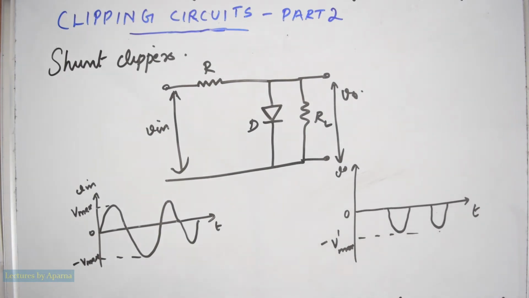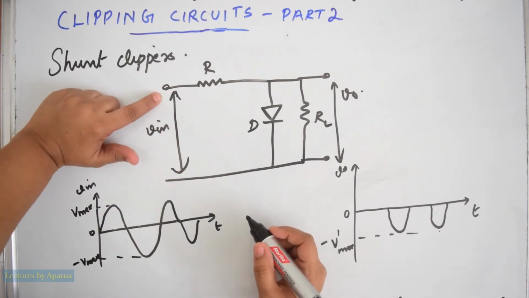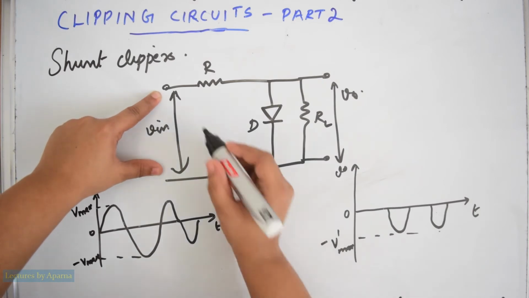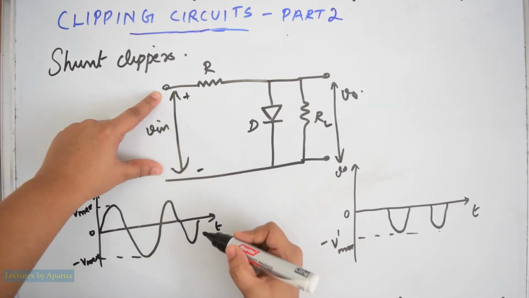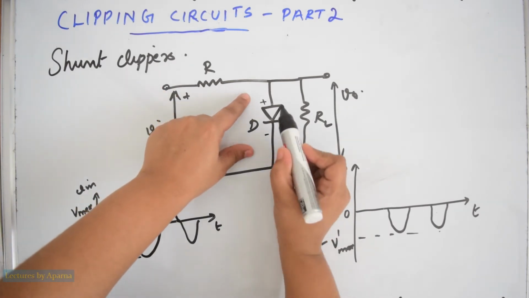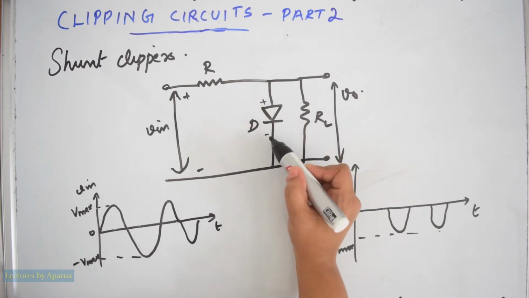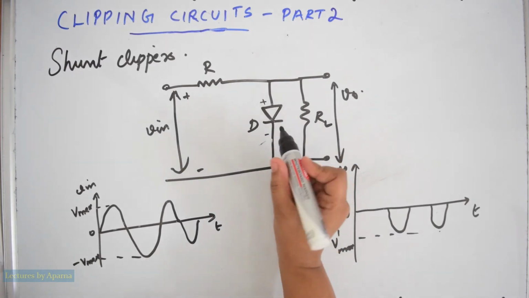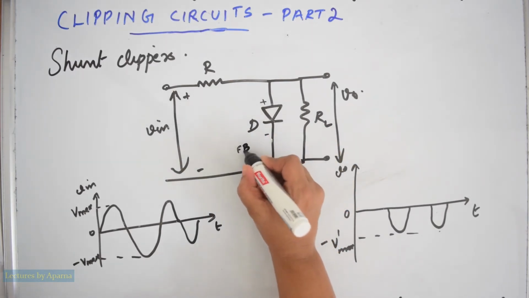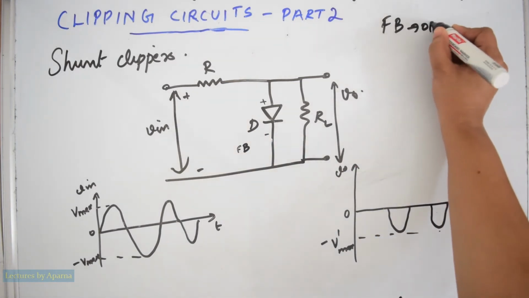Now let's see the working of this circuit. Consider the positive half cycle coming here at the input. In that case, this diode will have its anode more positive compared to the cathode. So this diode will be forward biased. If the diode is forward biased, it means it is on.